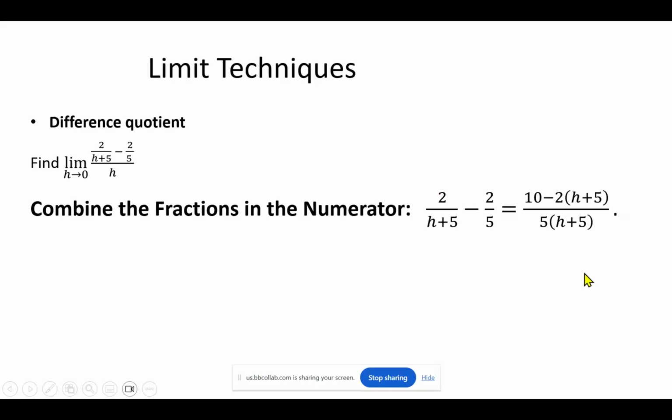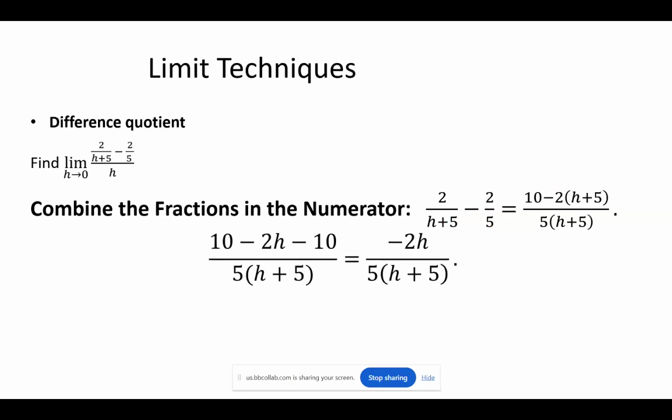Or a simple formula that you can use is that you can multiply the two denominators, which is 5 times h, and then multiply in diagonal. So 2 times 5 would be 10 minus 2 times h plus 5, which is how I got that. That's kind of like a shortcut to combine the two fractions into one fraction. And of course, I could always distribute this negative 2 in the parentheses and simplify even more.